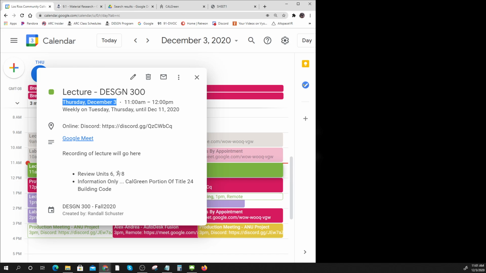So penultimate means next to the ultimate. So it's the next to last week, and this is the last class of the next to last week. Anyway, that's all very confusing.